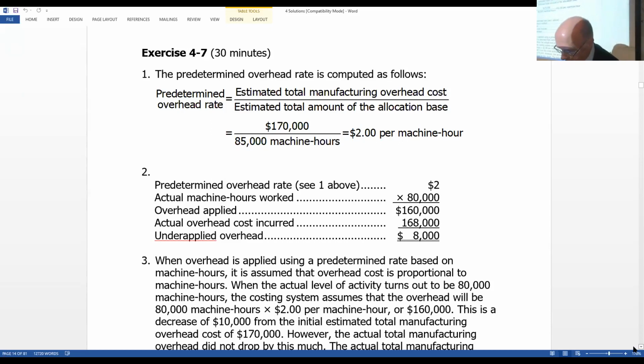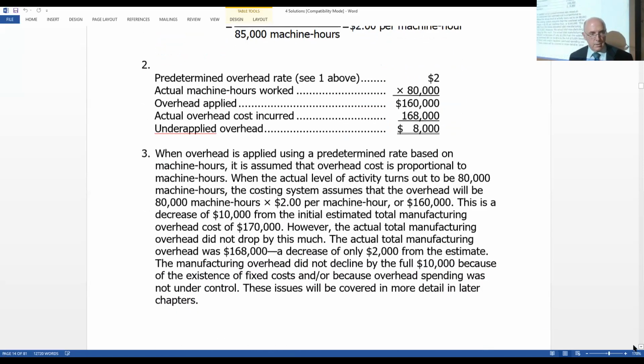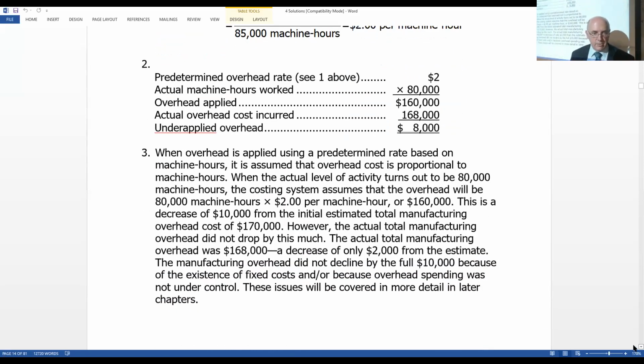And for part 3, explain why the manufacturing overhead was underapplied or overapplied. Well, what can we say about that? I mean, it's just the overhead rate wasn't 2. It should have been more than 2. And that's sort of what they say in that material. It wasn't 2, it was higher than 2. That's basically why it was off.